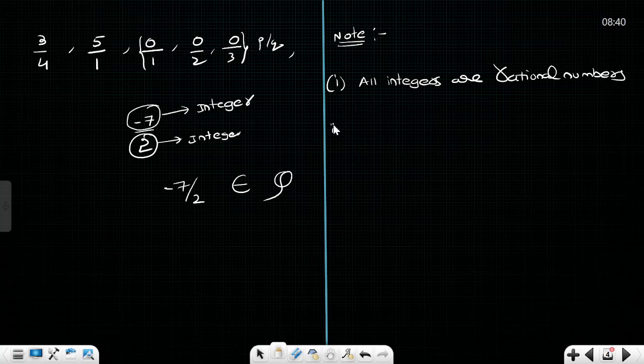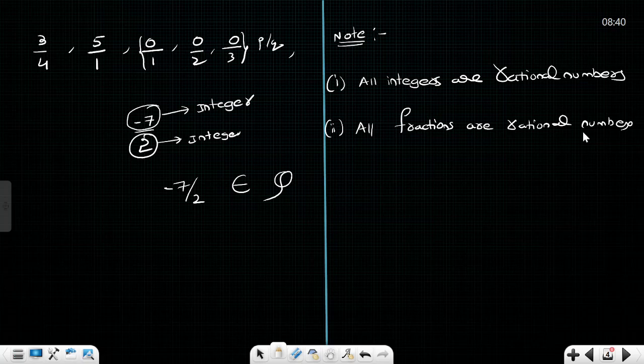Next, the second point: all fractions are rational numbers. The only goal is you should be able to write it in p by q form. That's it. If you are able to, that is called a rational number. If you are not able to, what that is called, I'll say later. All fractions are also rational numbers.